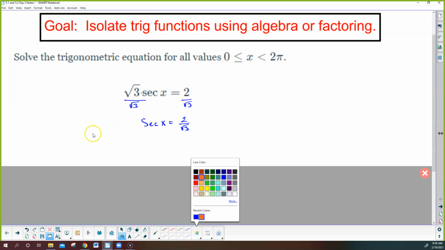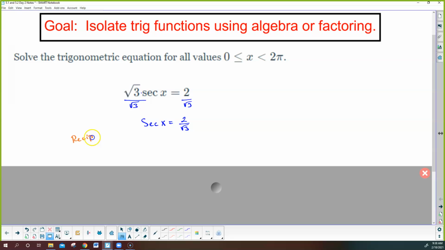Well, this deals with our reciprocal identity. And we want to think, okay, if I have the reciprocal identity, the reciprocal of secant is cosine, right? Because 1 over cosine is equal to secant. So if I flip this upside down and I have 1 over secant, that's equal to cosine. So what we're going to do is flip this upside down. So it tells me to figure out when is cosine equal to square root of 3 over 2.